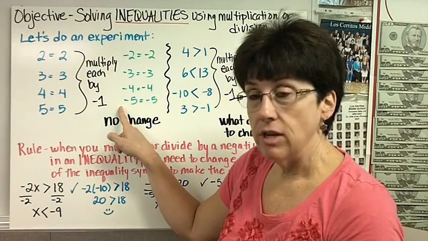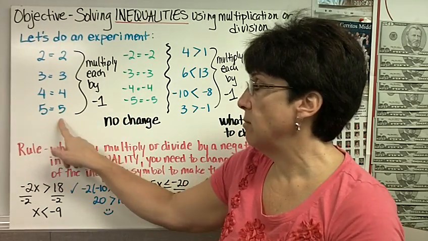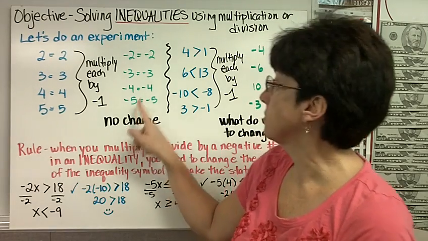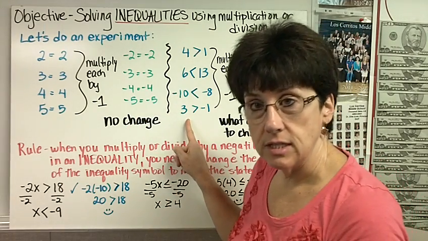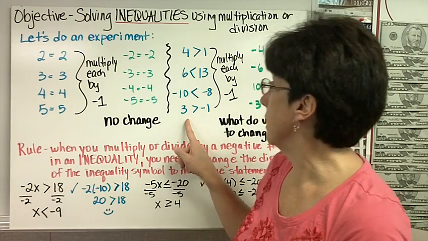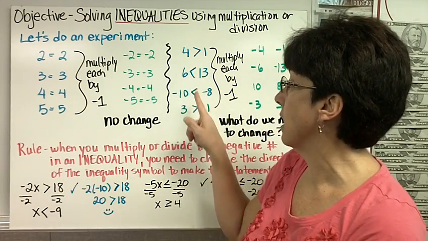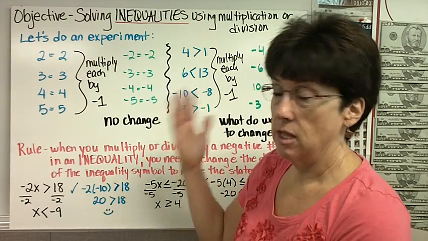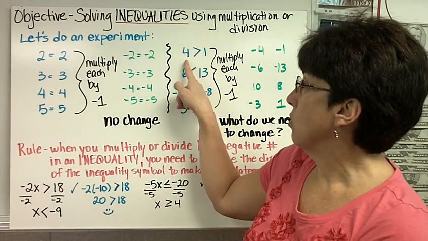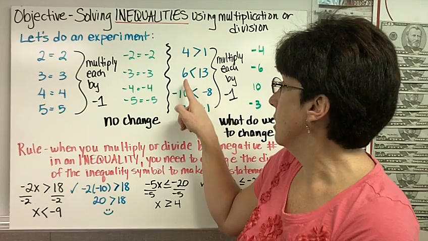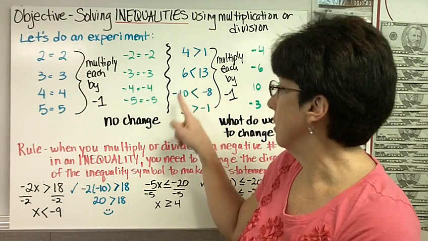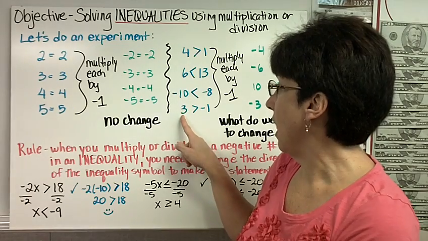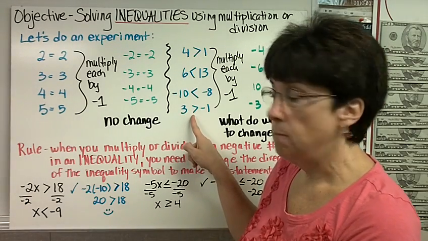When we have an equation and we do the same thing on both sides of the equation, there's no change. They're still equal. All right, now let's do that same experiment with an inequality. Remember greater than, less than, greater than or equal to, less than or equal to, those are the inequalities. They're not equal. So we know that 4 is greater than 1, 6 is less than 13, -10 is less than -8, and 3 is greater than -1.